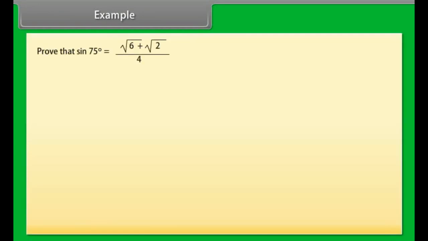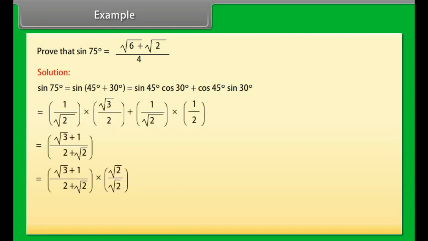Example. Prove that sine of 75 degrees is equal to (root 6 plus root 2) by 4. Solution. Sine of 75 degrees is equal to sine of (45 degrees plus 30 degrees). That is sine 45 degrees into cos 30 degrees plus cos 45 degrees into sine 30 degrees. By solving it, we get (root 6 plus root 2) by 4.